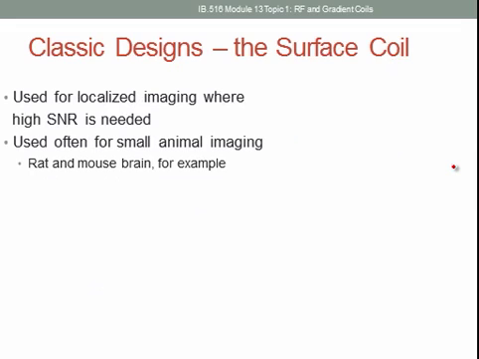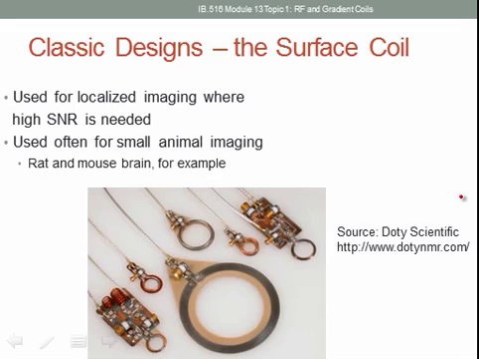So another very, very popular coil is a surface coil, and this is used for localized imaging, where you need really high SNR. So let's say, for example, you want to image just the brain of a mouse, or just a person's knee joint, maybe, or I'm trying to think of another clinical example.